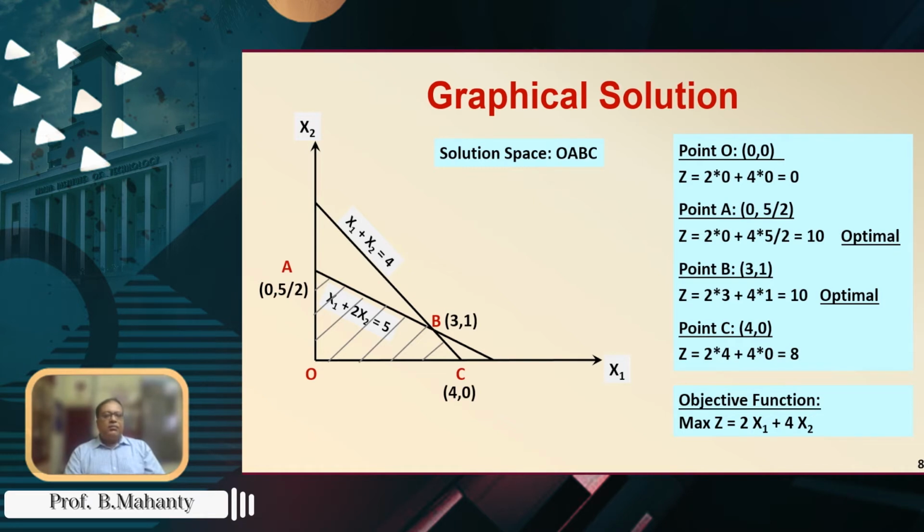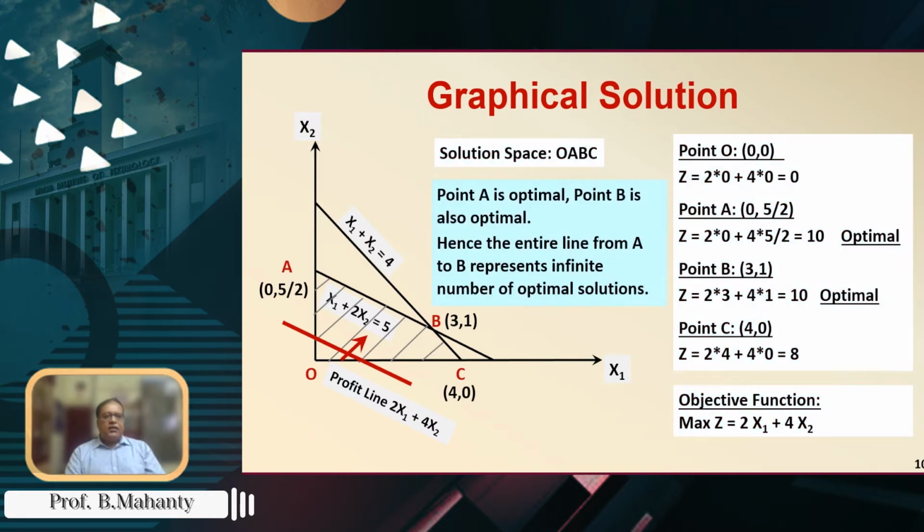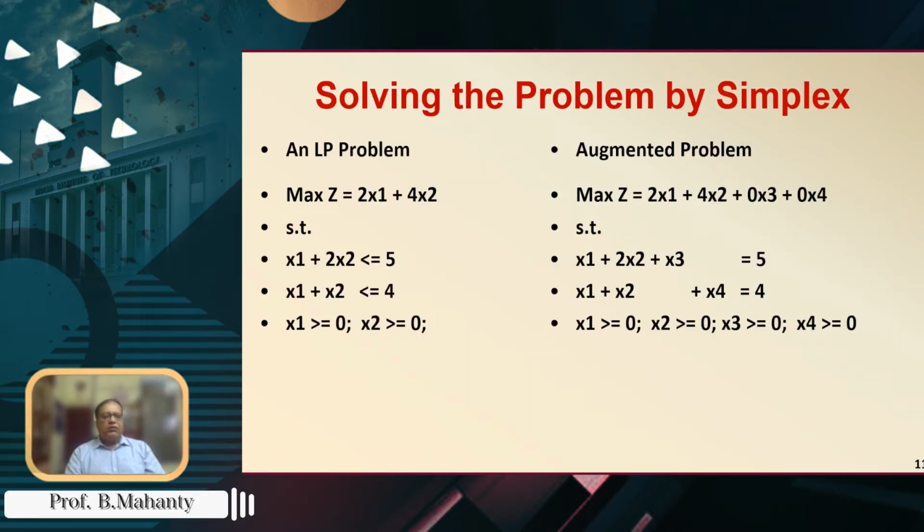Now let us see what is going to happen if we use the simplex procedure. Before we do that, here is the profit line, which is moving parallel to itself. Initially it will be like this, and the solution space is OABC. As the profit line moves, at one point it will be coincident. So point A is optimal, point B is also optimal. Hence the entire line from A to B represents an infinite number of optimal solutions. Now, here is how to solve the problem by simplex.